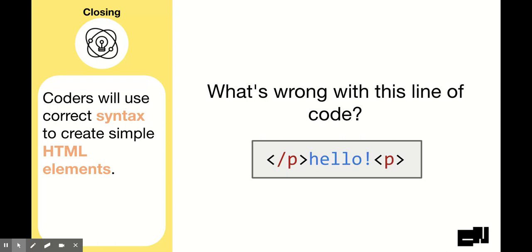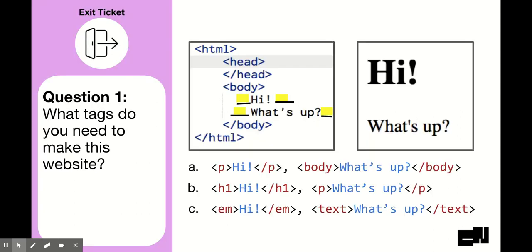So, a quick closing question for you to think about. What's wrong with this line of code? You probably said that the opening tag and closing tag were switched. That is absolutely correct. You want to move the opening tag, which is currently at the end, to the front, and move the closing P tag, which is currently in the front, to the back. So just switch the places.